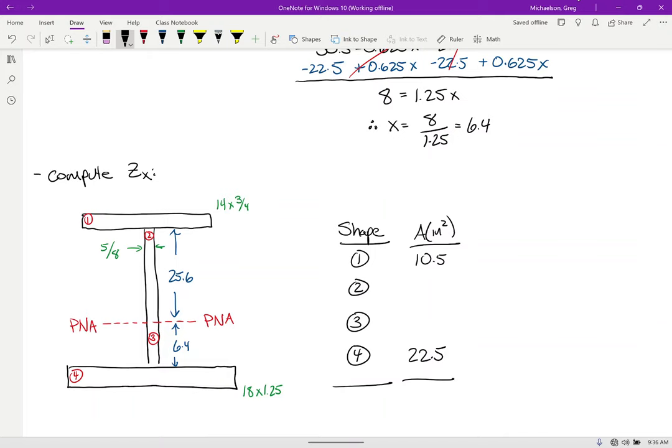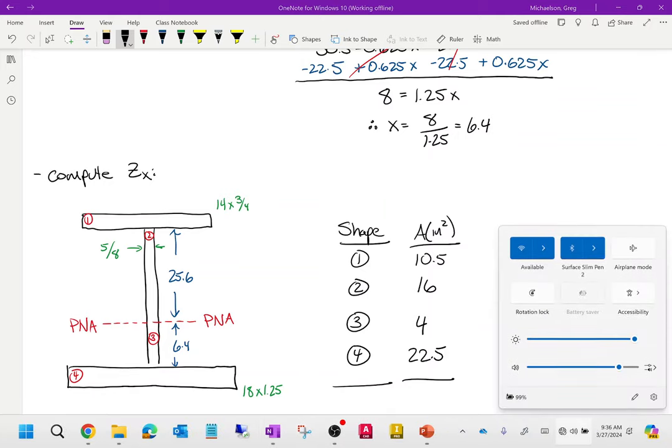So let's do shape 2. So what is 25.6 times 5/8? 16 even? Okay, what about shape 3? 6.4 times 5/8. 4? Okay. So, first off, did we find the magic line where the area above equals the area below? Did we? I mean, what's this plus this? 26.5? What's that plus that? 26.5. So we did that right, right? So that's a nice little check, okay?